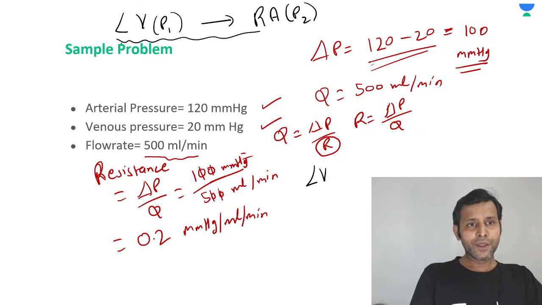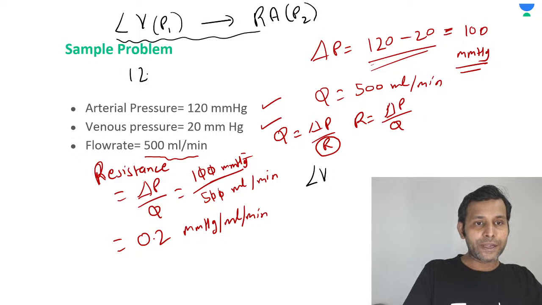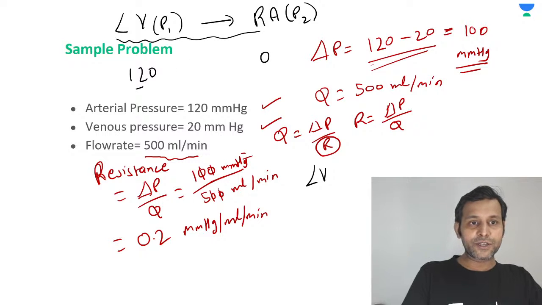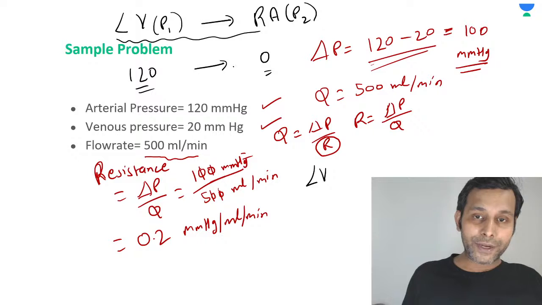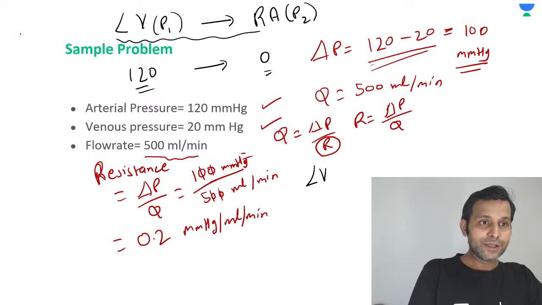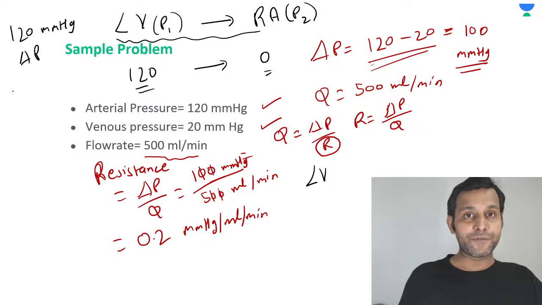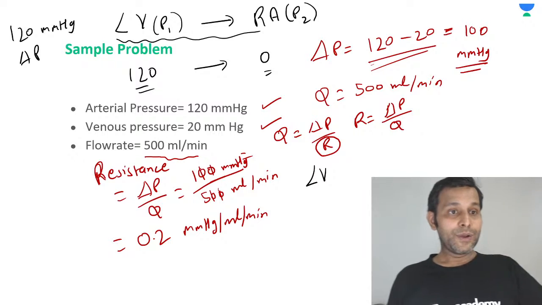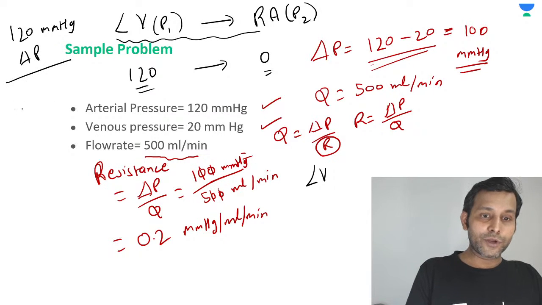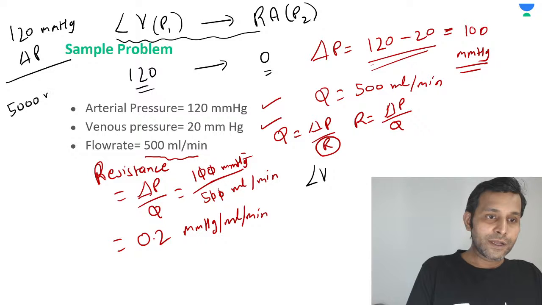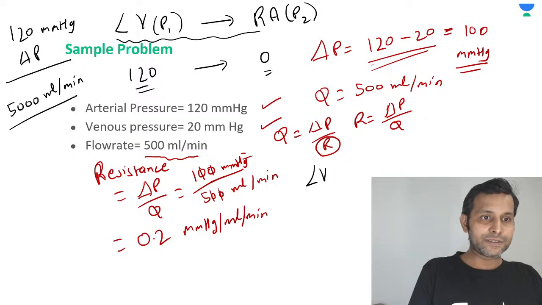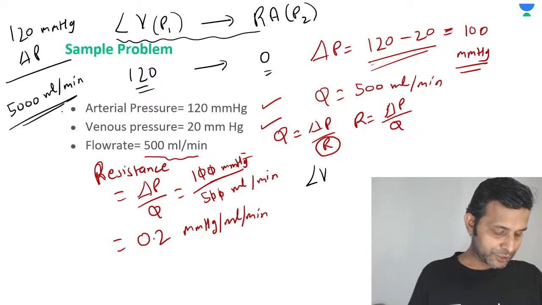So coming back to this point, the left ventricular pressure, is it only 20? No, I don't think so. The left ventricular pressure is 120 mm of Hg, whereas right atrial pressure is 0 mm of Hg. So the pressure difference across left ventricle to the right atrium is 120. I hope you are getting this point, dear students. It's 120 mm of Hg is the delta P. Am I right? And what is the flow rate? The flow rate is 5000 ml per minute.